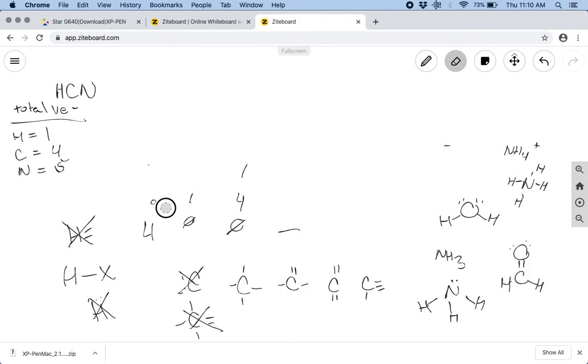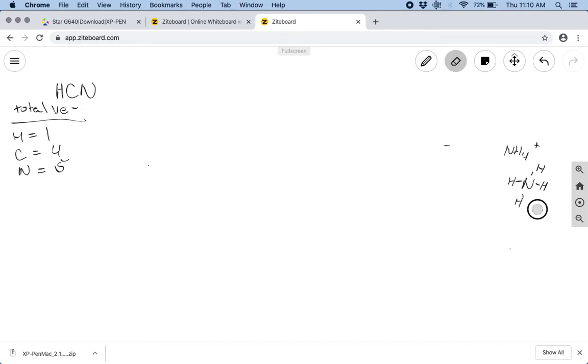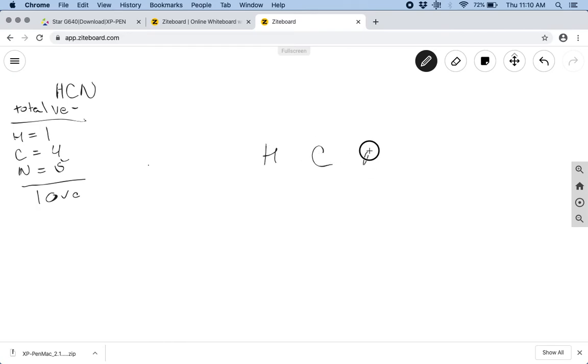So give me a minute to clear my board. We can go back to our HCN. So when we look at our HCN, we figured out our total number of valence shell electrons. We know that in this case we're going to have 10 valence shell electrons to work with. Okay, so I got most of my screen cleared there. So we have a total of 10 valence shell electrons that we can work with. In this case we have H, a C, and an N. Now we know carbons and nitrogens can make multiple bonds and that hydrogen can't. It can only make a single bond. So we're going to just lay these out like this and we'll see where it takes us.